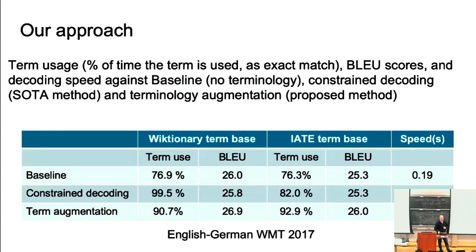We published an ACL paper. By using a dictionary term base, we get slightly better BLEU than the baseline, and much better than constrained decoding. In terms of speed, there is no overhead at inference time, while even this very efficient constrained decoder has a threefold decoding cost with respect to time.